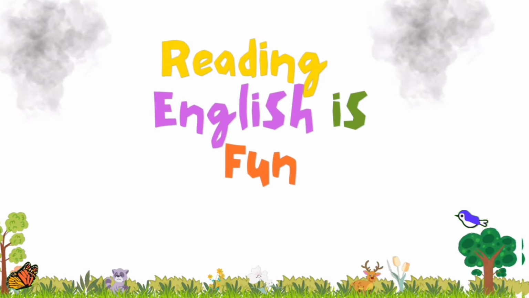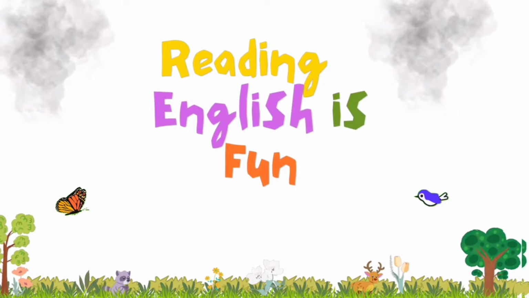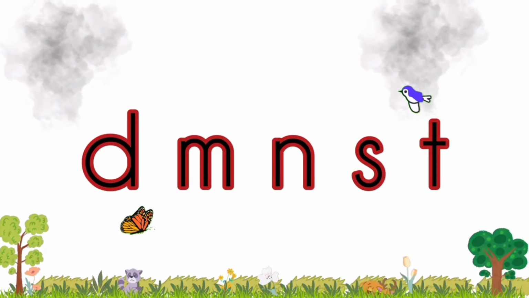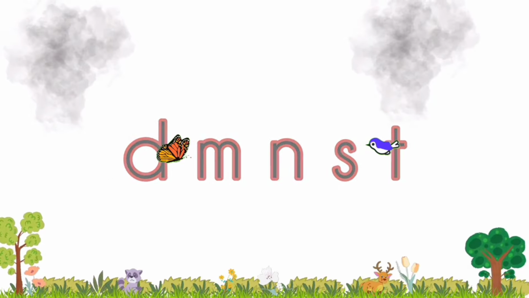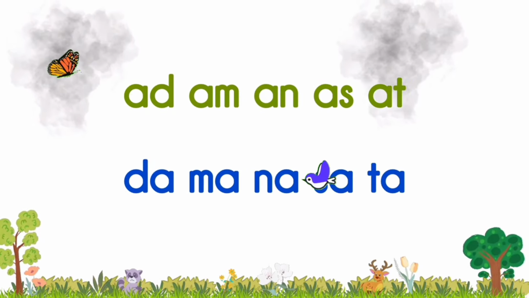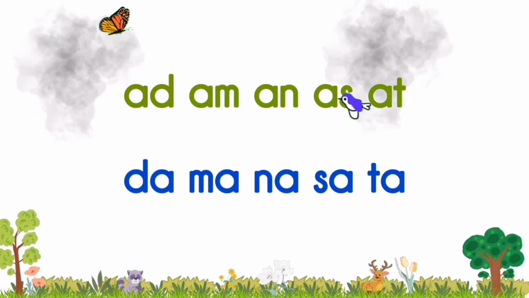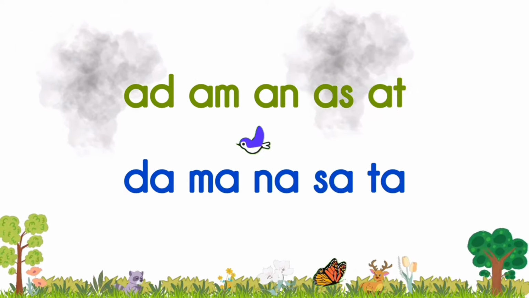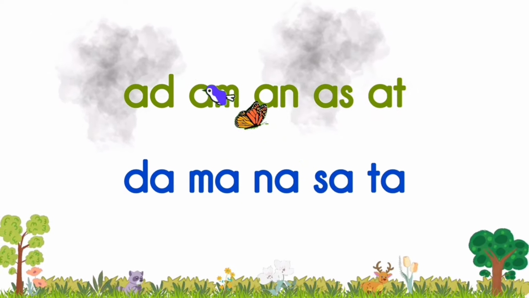Reading English is fun. In the last video, we learned some sounds of A mixed with D, M, N, S, T. That's add, am, an, as, at, da, ma, na, sa, ta. So, in this video, we are mixing these blends with some other letters.